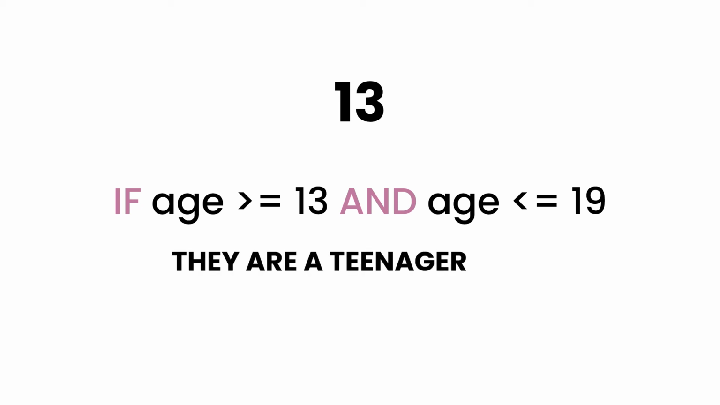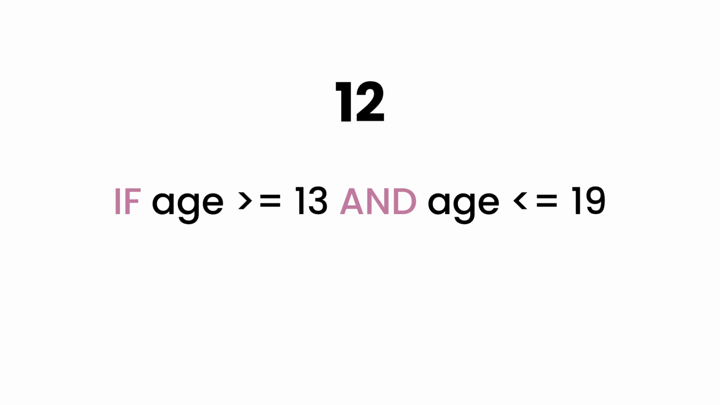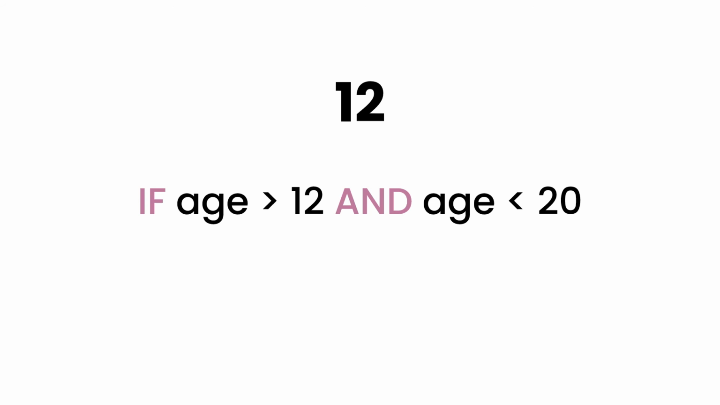Now if the individual is 12, that isn't greater than or equal to 13, and though they're less than or equal to 19, because we're applying the AND operator on these two statements, the overall if statement will still evaluate to false, and the code will not run. Now we could choose to formulate this problem slightly differently. Instead of using greater than or equal to 13 and less than or equal to 19, we might instead want to check if they're greater than 12 and less than 20. This in effect does the same thing, so it's really down to you how you want to formulate the problem.